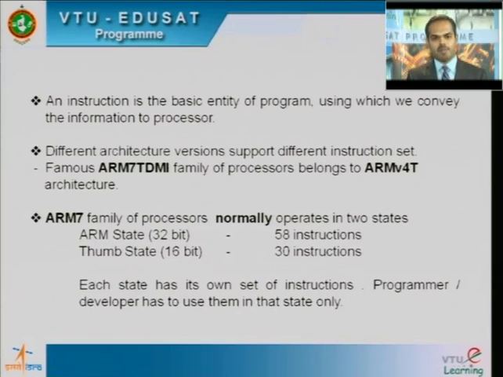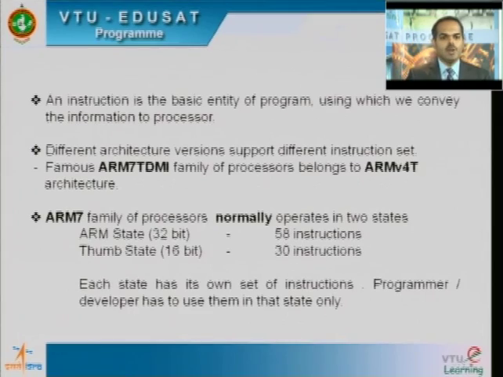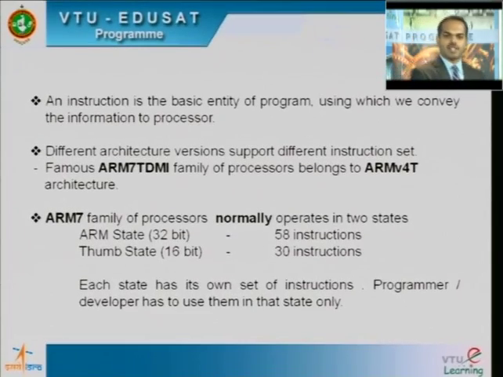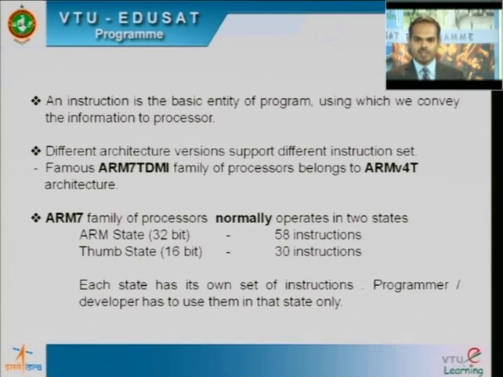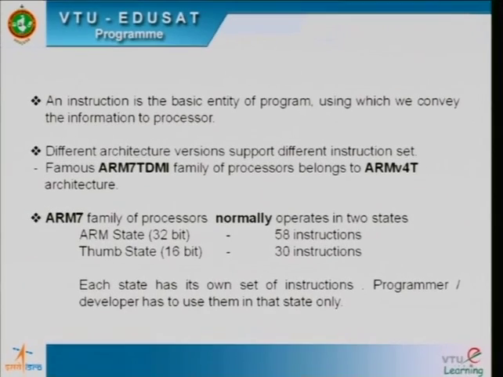Now we'll go to the other point: the ARM7 family of processors normally operates in two states, actually three states, normally two states. One is the ARM state, which is 32-bit, and another is the Thumb state, which is 16-bit. In ARM state, it has a separate 58 instructions, and in Thumb state, it has a separate 30 instructions. A programmer cannot use a Thumb instruction when writing a program in ARM state, or an ARM instruction when writing code in Thumb state. Changing from ARM state to Thumb state can be controlled using the T bit in the CPSR register.